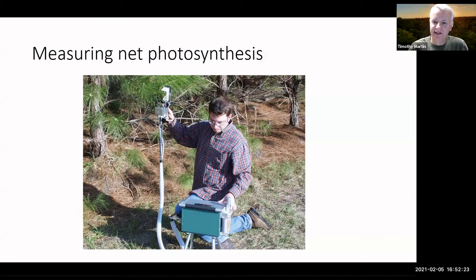Okay, this is an introduction to the photosynthesis lab. And I'm going to spend some time talking about different types of approaches we have for measuring net photosynthesis in trees and other plants.